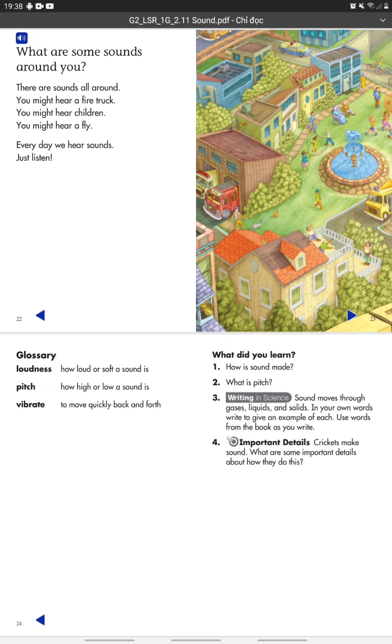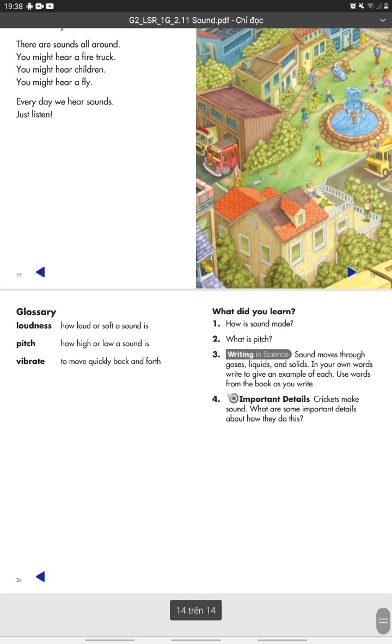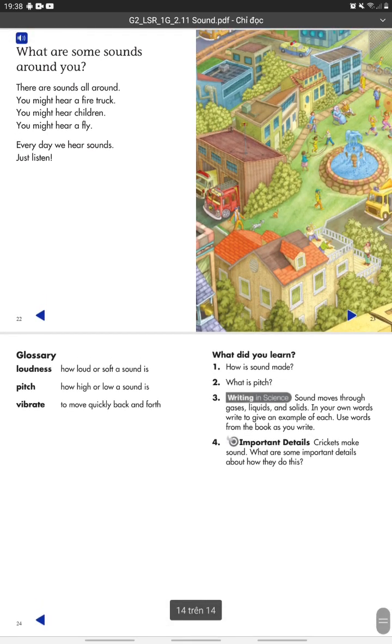Number 3, writing in science. Sound moves through gas, liquids, and solids, which are 3 states of matter. In your own words, write to explain and give an example of each. Use words from the book as you write. Sound moves through gas, liquids, and solids.